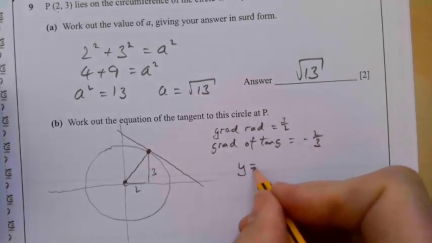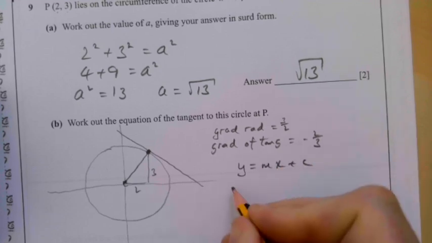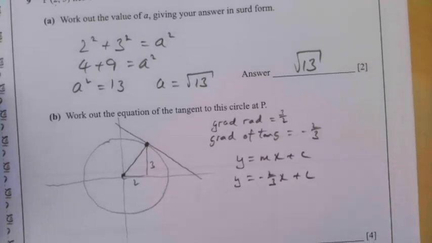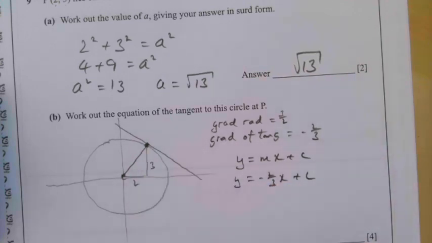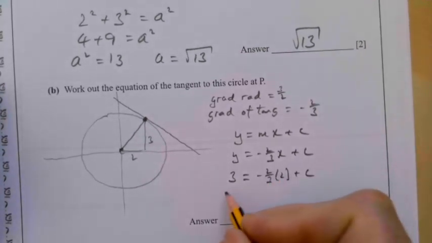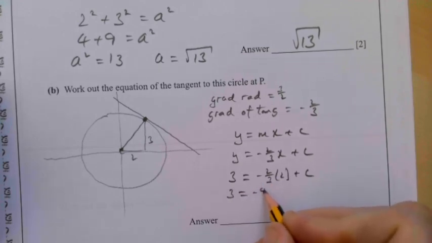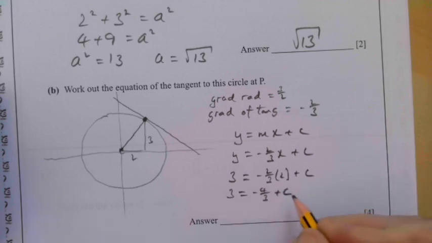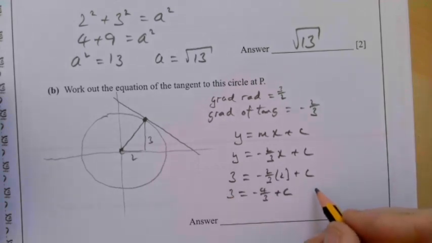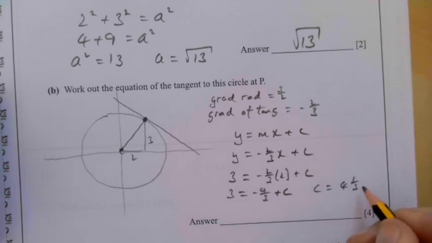Okay, so that means it's y equals mx plus c. y is minus 2/3 x plus c. And we know the point 2, 3 is on this. So 3 equals minus 2/3 times 2 plus c. Running out of space here, but that's okay. 3 is minus 4 over 3 plus c. So I add that and I get 4 1/3. c is 4 1/3, or if you want, 13 over 3.